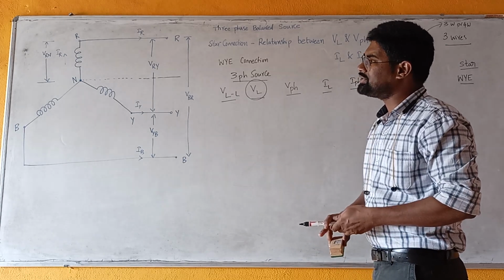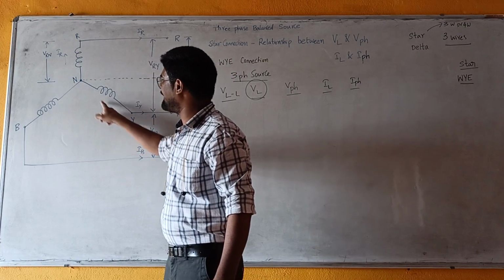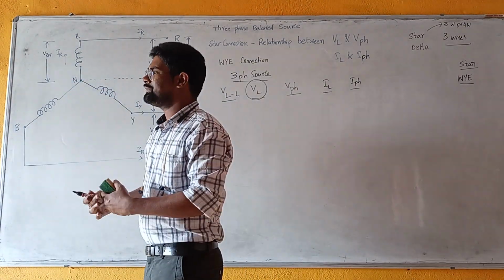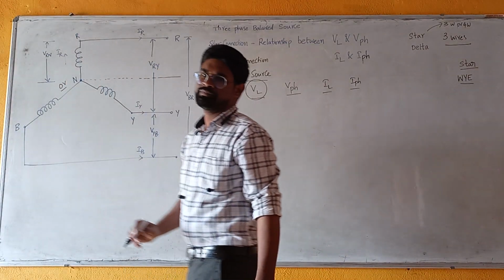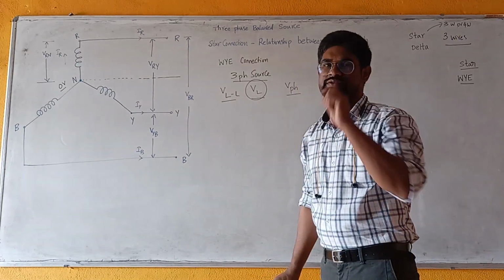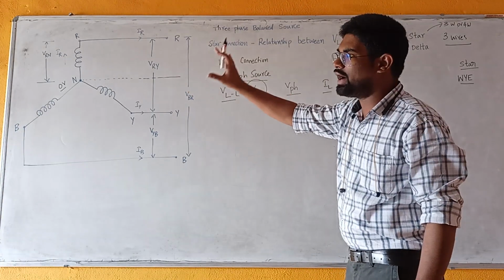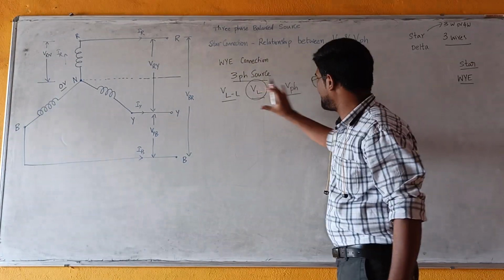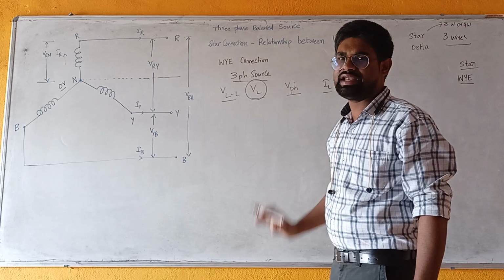And what is the neutral point? The point where the three sets of windings meet is called the neutral point. At the neutral point, in a balanced system, the voltage is 0 volts, and the sum of the currents at the neutral point is also 0. This is a balanced three-phase source. Now, what is the meaning of a three-phase balanced source, and what are line and phase voltages and currents? Let us discuss in detail.